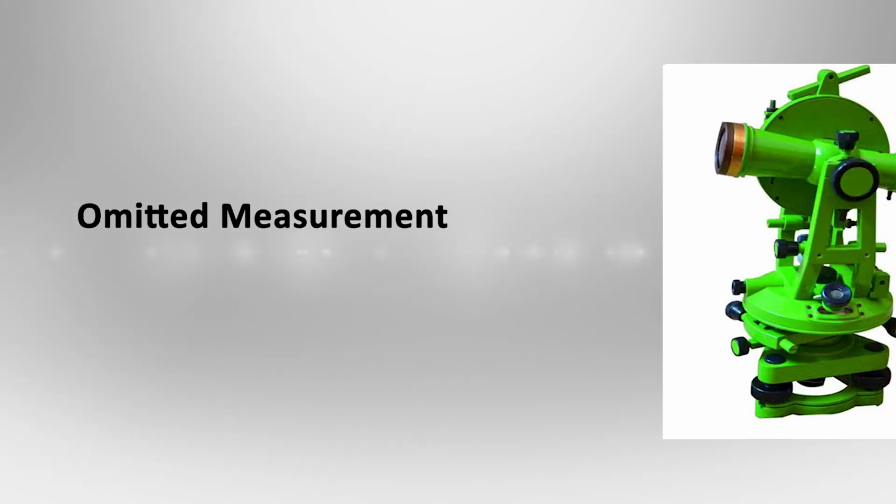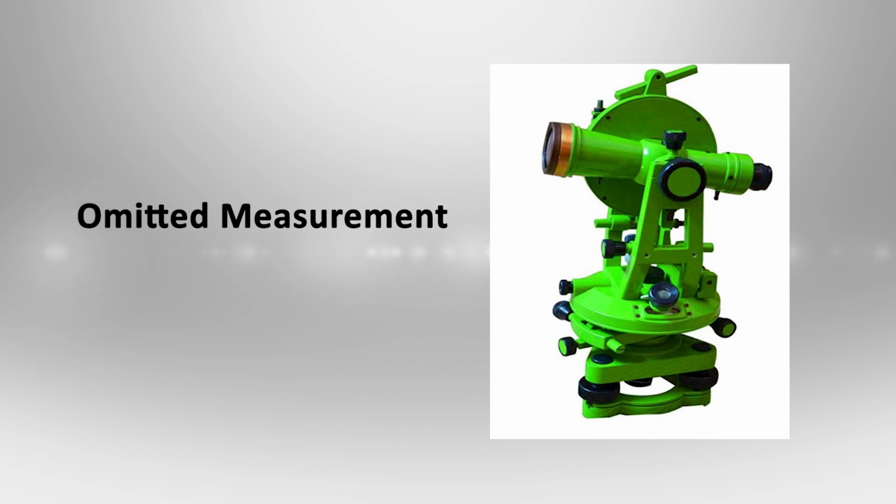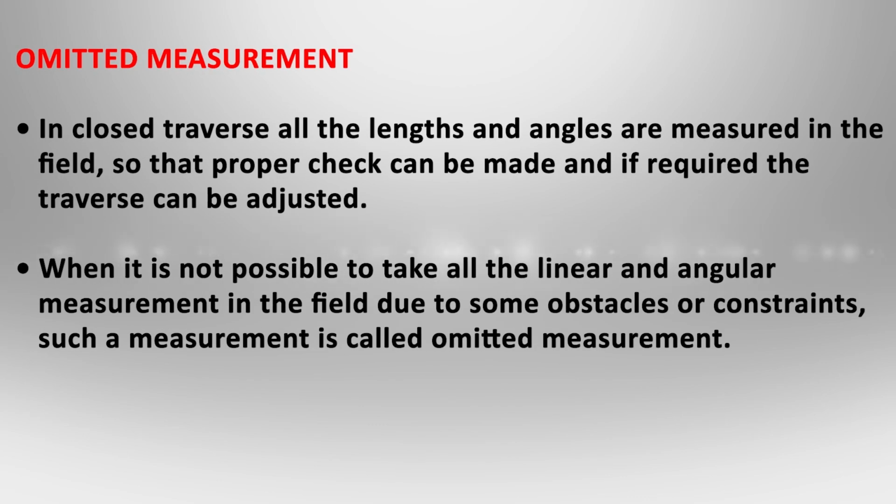Next, the type of question we will take up is on missing data, a very important topic for competitive exams, also referred to as omitted measurements. As you know, in a closed traverse, all the lengths and directions are measured in the field so that a proper check can be made, and if required, the traverse can be adjusted. But sometimes it is not possible to take all the linear and angular measurements in the field due to some obstacles or constraints. Such measurements are called omitted measurements.